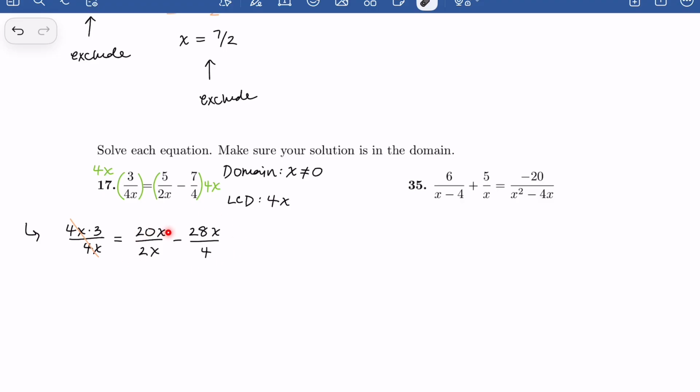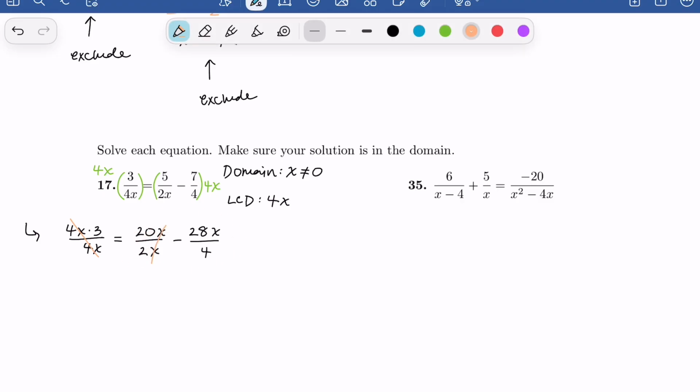On the right-hand side, we have 20x divided by 2x. So we have an x on the top and the bottom, those are going to cancel. And then we know 20 divided by 2 is 10. So we got rid of this fraction as well. Similarly, 28 divided by 4 gives us 7. So we can reduce this as well. Our new equation is just going to become 3 by itself on the left-hand side. On the right-hand side, we're going to have 10 and then minus a 7x.